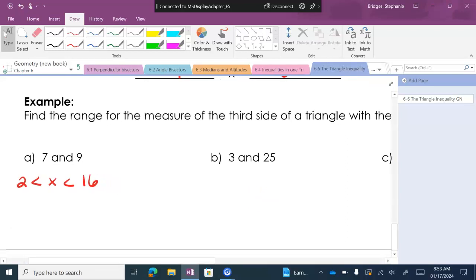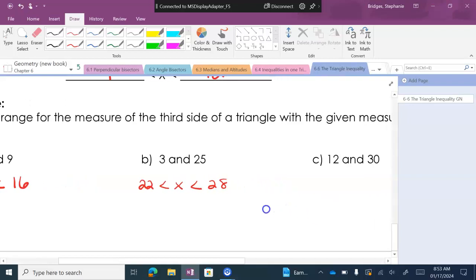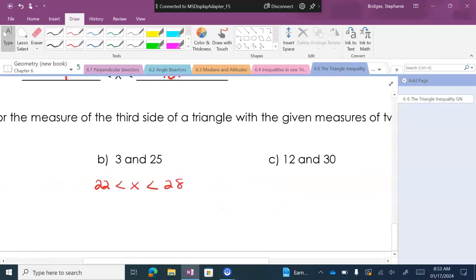All right, what about B? What's my smallest one going to be? 22. And then less than x, less than 28. What that says is x is somewhere in between 22 and 28. That's what that inequality reads. And then for C, what's my small one? 18. Less than x is less than my big one would be 42. So the range of that third side.